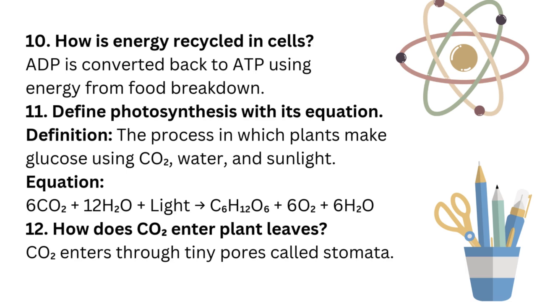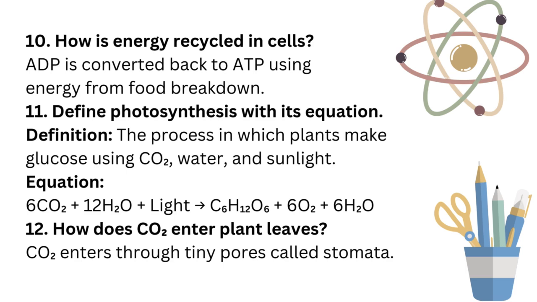Define photosynthesis with its equation. Definition: the process in which plants make glucose using carbon dioxide, water, and sunlight. Equation: 6CO2 + 12H2O + light → C6H12O6 + 6O2 + 6H2O.